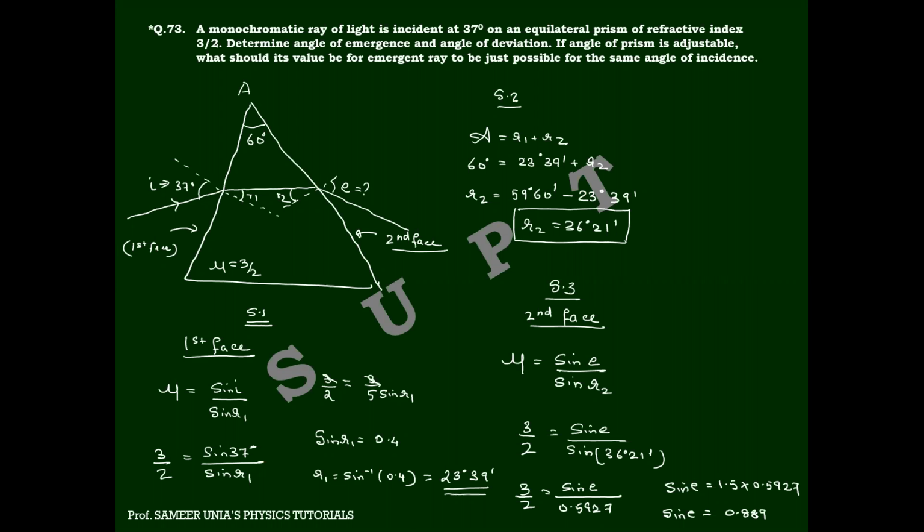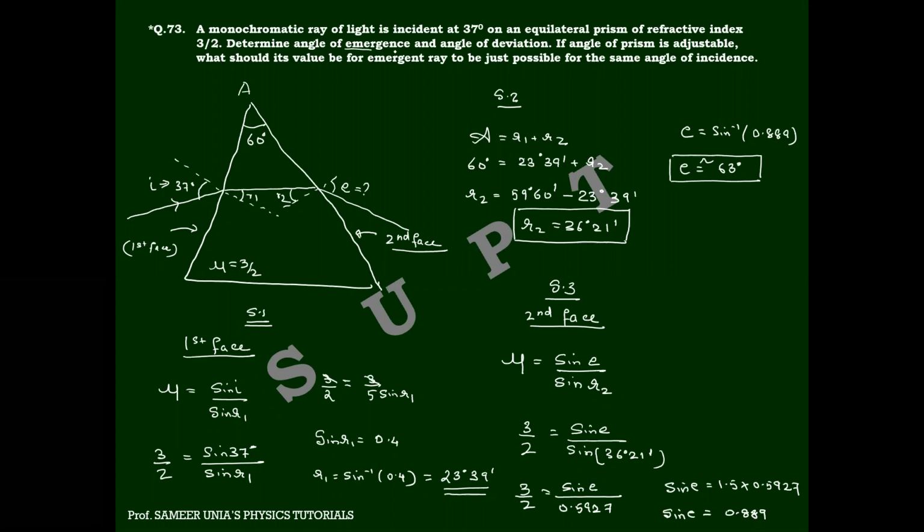And then, for the calculator, you can turn your mobile upside down, keep it horizontal, so the sine function will all come. Normal calculator you will know, you are expert. So E will become sine inverse of 0.889. This answer will be 63 degree approximately. 62 degree something will come. This is 63 degree approximately. So the first answer: what should be the angle of emergent ray?